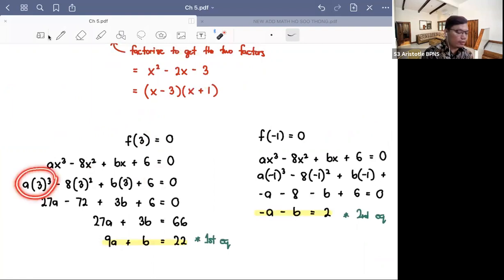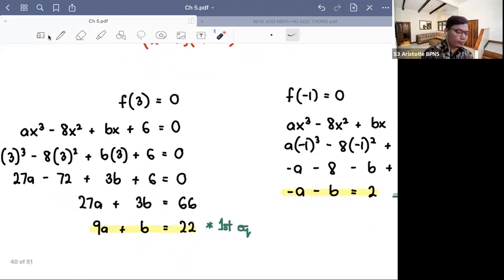So this is 27a, and then this is negative 72 or minus 72, and then this is 3b, and then you bring down this 6. All right, and then we combine like terms. Okay, so 27a, bring down 3b, and then what is 72? Sorry, negative 72 plus 6 is negative 66, but I'll put it right here on the right hand side, so it becomes positive 66. And then what did I do here? To get 9a plus b equals 22.